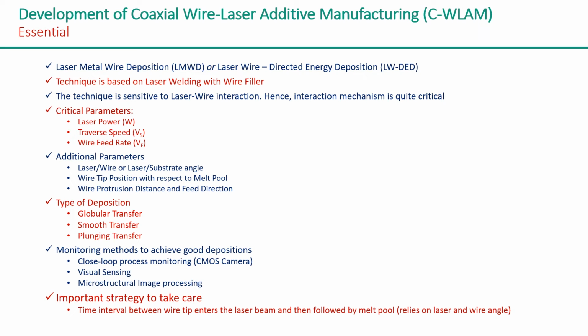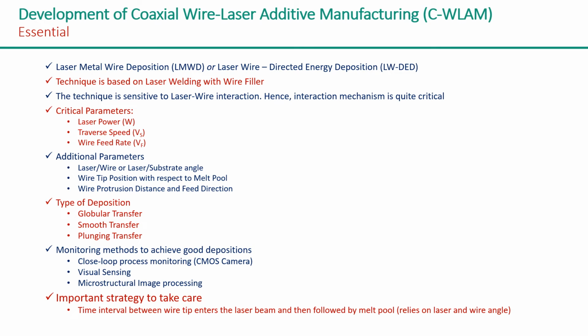Along with that, there are critical parameters. What are the critical parameters we take? In the case of coaxial wire DED there are three major parameters: laser power, the scan or traverse speed, and the third one is wire feed rate, how fast or how slow the wire is feeding. These are the three critical parameters which we are varying.